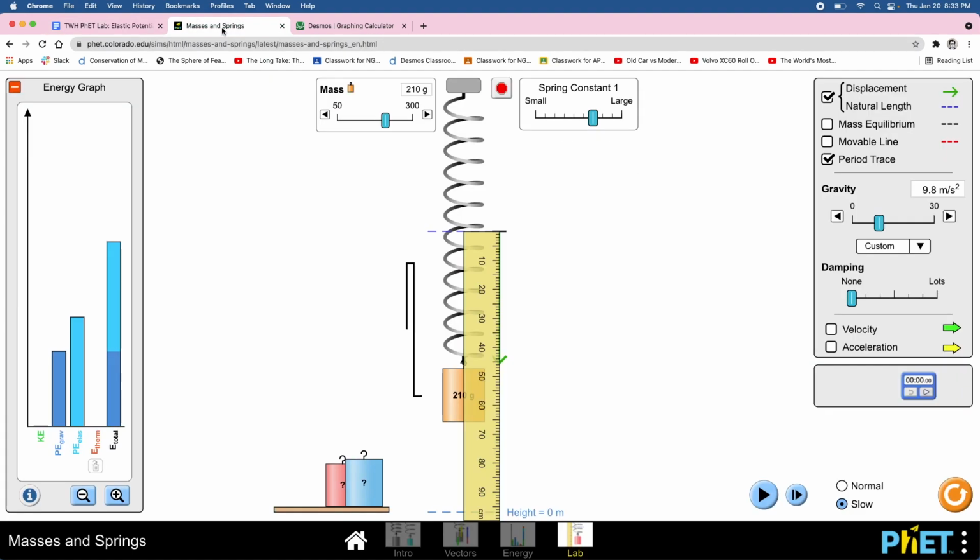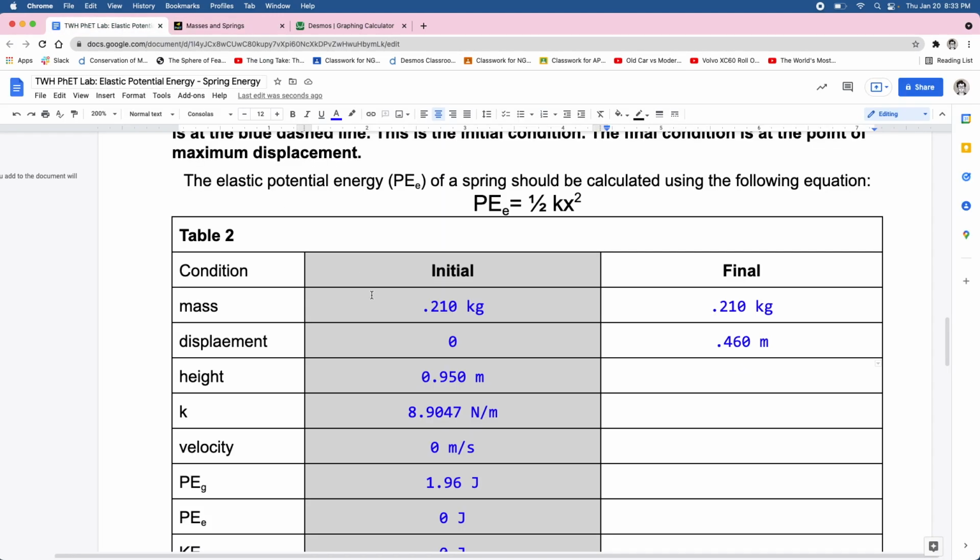My height, this is what was confusing a lot of students, because I measured from the top of the mass earlier to determine the height, I need to do that again. I need to measure from the top of the mass again to determine my height. And so my height here is 49 centimeters. So 0.490 meters.